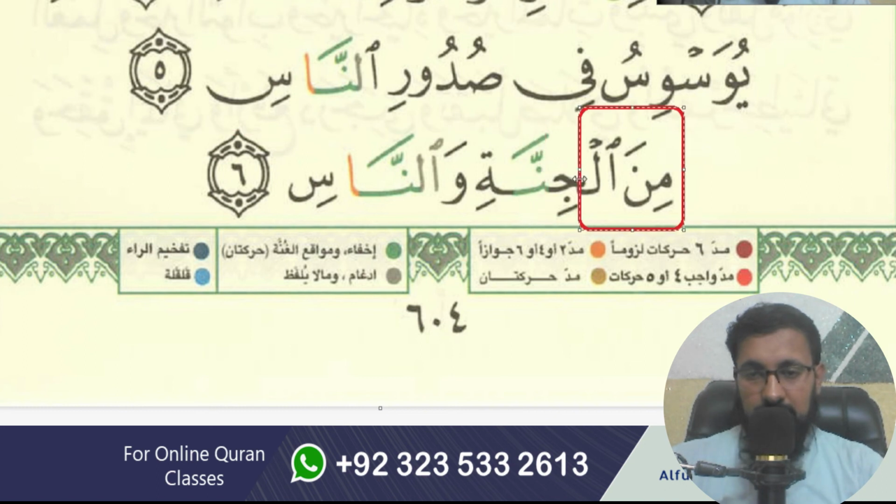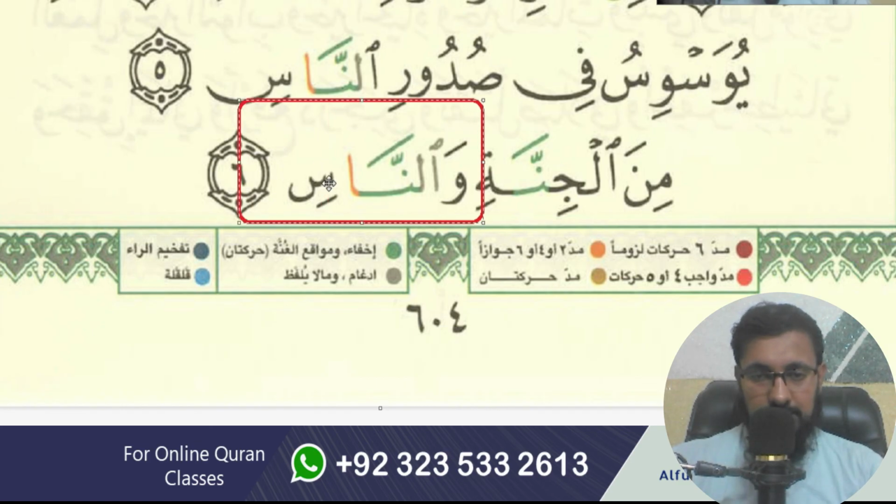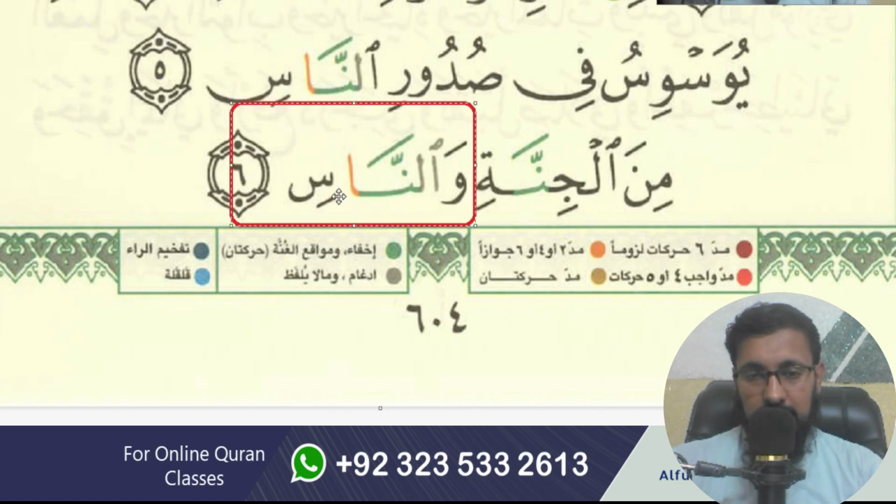Sudurinnas. And after that here minal, na is connecting with lam, minal jinnati. We have to stretch the connection because letter noon has a shadda sign. Jinnati. Wa is connecting with noon. Alif and lam, they become silent because they are coming between a sign and connecting sign. So this one becomes wan nas, wan nas.